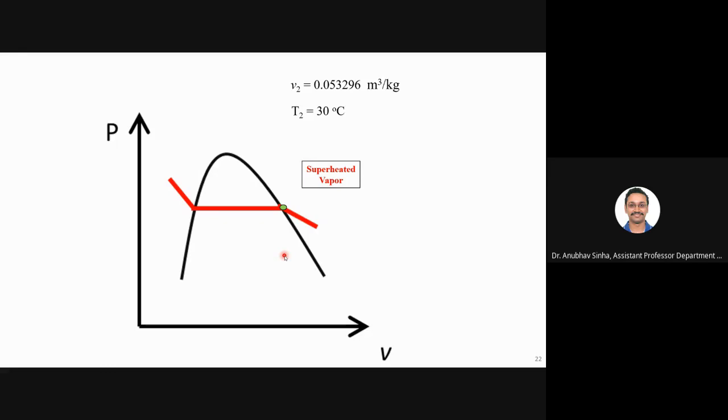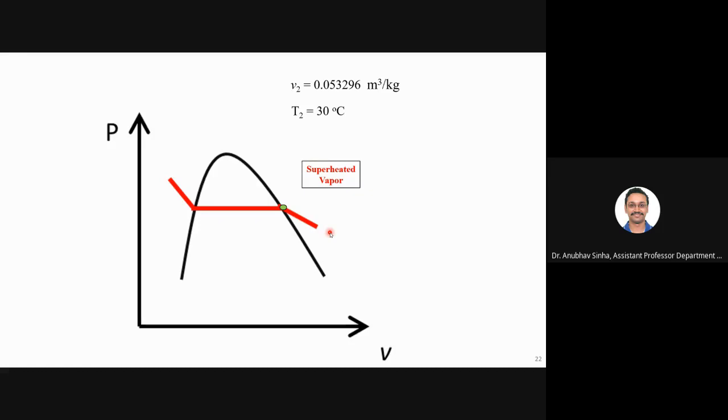It is superheated, so it will go in this direction. It will be somewhere here. The volume will be doubled. So that is very important. You need to find out which table you want to look at. There are different tables for superheated fluid and different tables for saturated fluid.